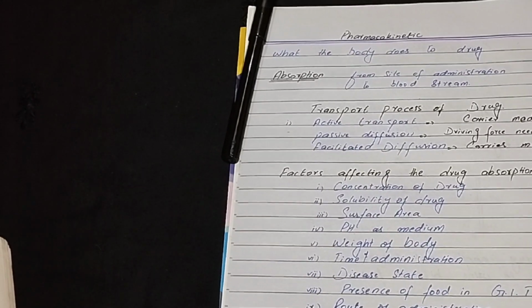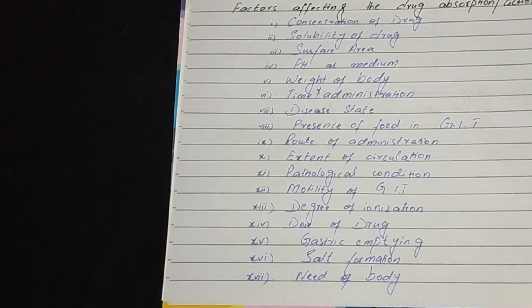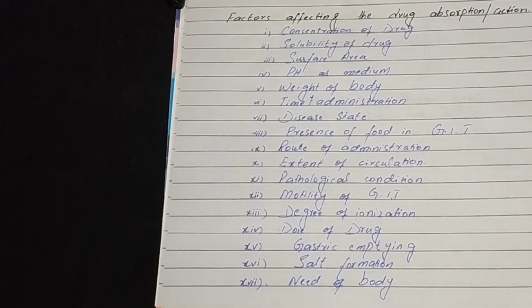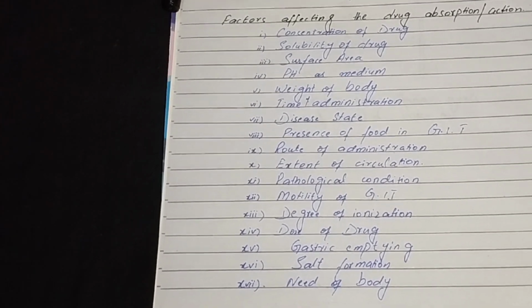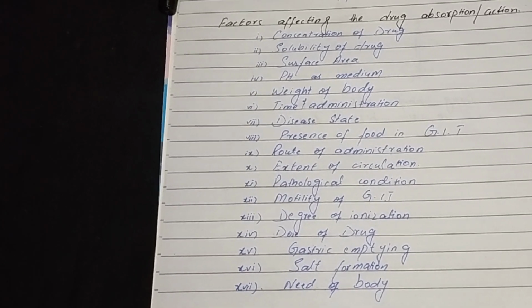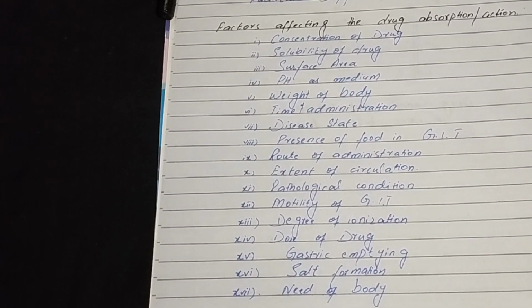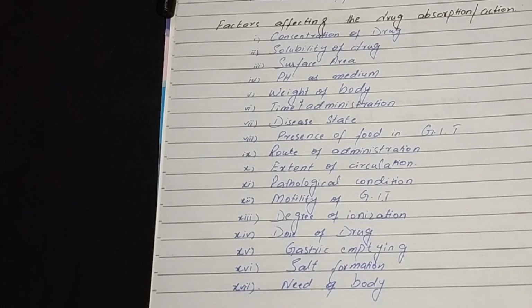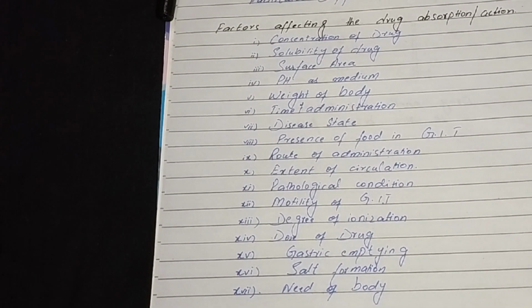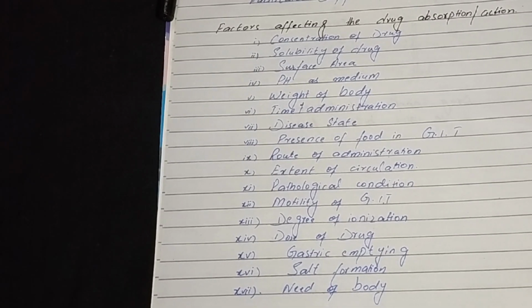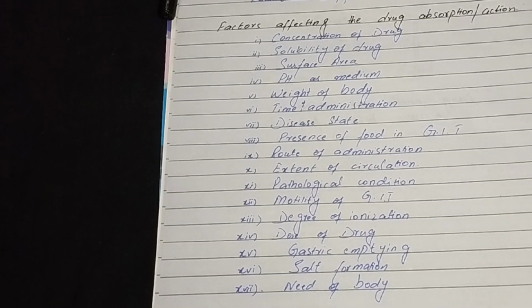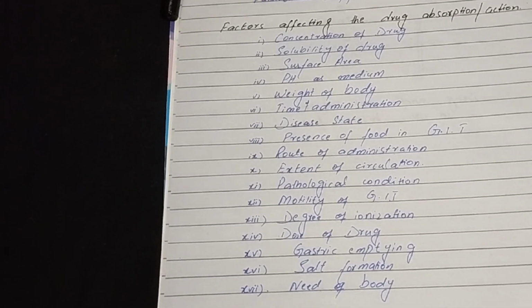Next we have extent of circulation. Extent of circulation is a very important factor. In the muscles, the healthier the muscle, the higher the blood circulation. That is an understood thing. For example, buttock muscles are very healthy and have high blood circulation, which is why doctors use muscles for the administration of drugs for good absorption.